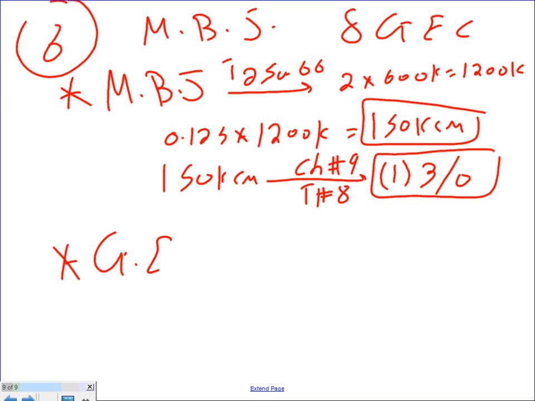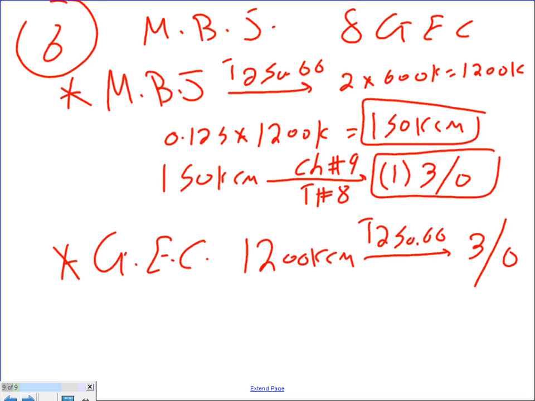Grounding electrode conductor, same calculation, except you take the 1200 kcm to the 250.66 table, and the largest that you can install in this system is one conductor, 3/0 anyway. So they end up being the same in this case. And you can see why they were the same. We're very close to 1100 kcm.